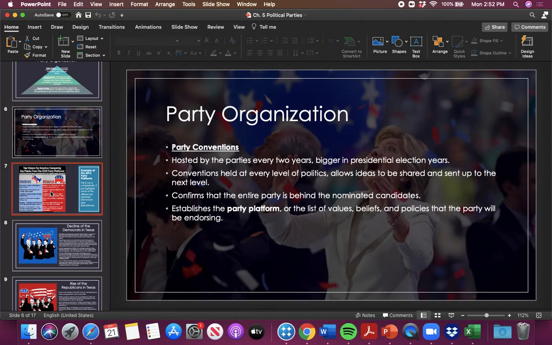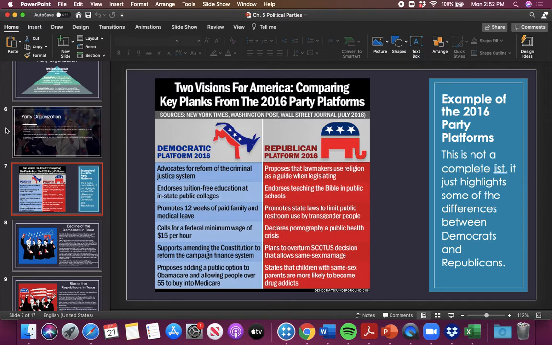Now, this next one, because we're in an election year, I want you to take a look at this. This is a typical post that you would see on someone's Facebook in an election year. This one is actually from 2016. And this one is comparing the party platforms.